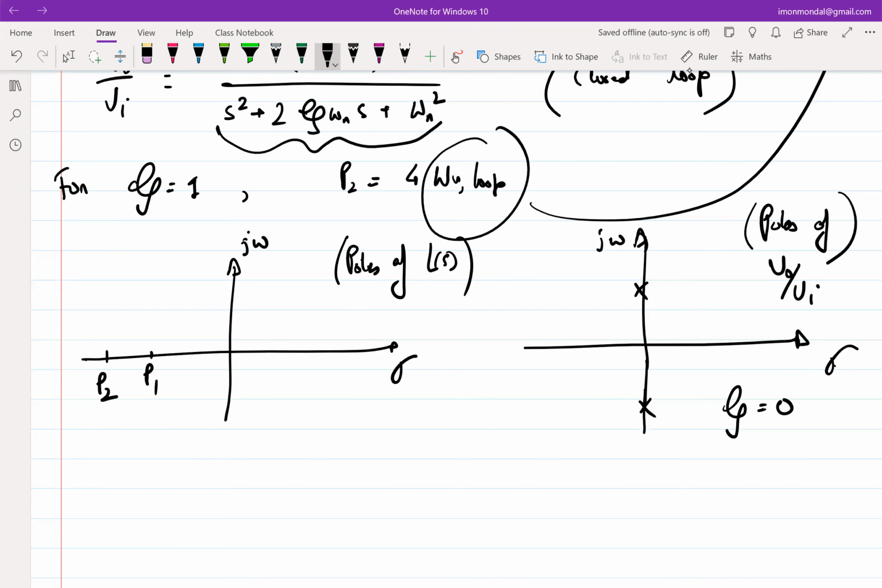So this is kind of marginally stable, right? If it just goes to the right, it becomes completely unstable. Now, this is for zeta equal to 0.